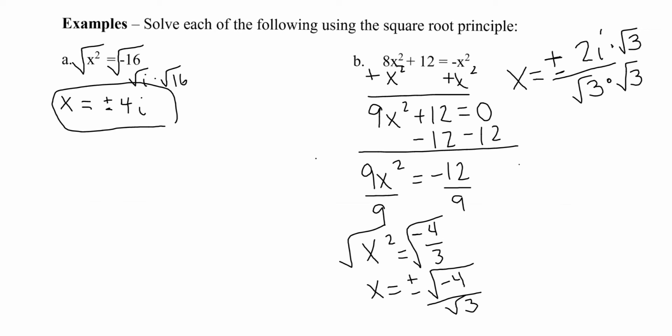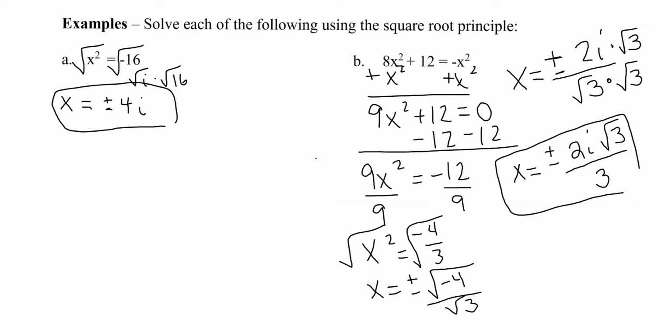So I will have x equals the positive and negative root of 2i square root 3 over 3. And that's my final answer. Because remember, the square root of 3 times the square root of 3 gives me the square root of 9, which simplifies to 3. And that's my final answer. I can't do any more.